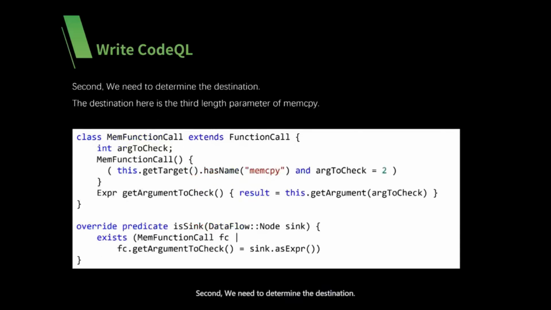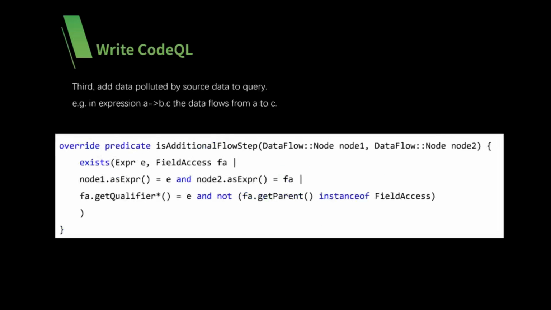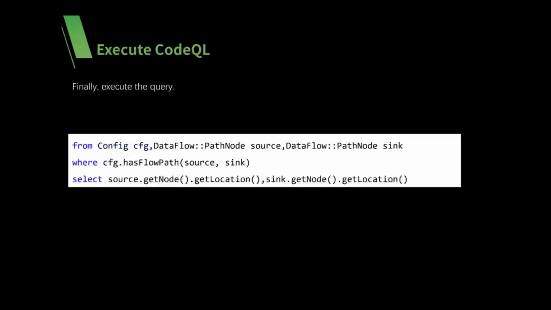Second, we need to determine the destination. The destination here is the third length parameter of memcpy. So we look for the third parameter of memcpy, where the source of this parameter is related to PURB. Third, we define the data flow from source to destination in the query. For example, in the expression A to B.C, the data flows from A to C.